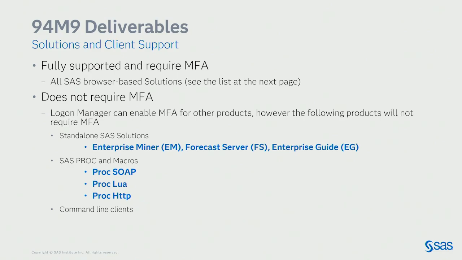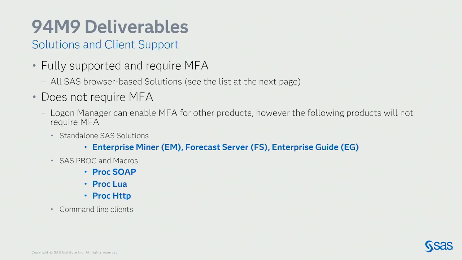The first category includes most of the browser-based applications. That covers probably 80% to 95% of the application solutions built on top of 9.9. Others like Enterprise Miner, Forecast Server, Enterprise Guide are standalone SAS applications, the desktop applications. In the first 9.9 release, they were not required to do multi-factor authentication, but they were going to continue functioning if you have multi-factor authentication enabled for your environment. That's the key message, right?